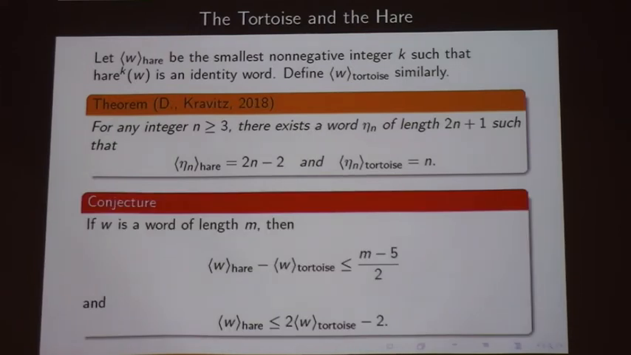And we also have a conjecture, and basically what this conjecture is saying is that this construction that we've given is optimal in the sense that you can't find a shorter word that gives you the same gap between the iteration lengths of hare and tortoise. That's basically what this is saying. It's saying the construction is optimal in the sense that you can't find a shorter word that gives you the same gap between the iteration lengths of hare and tortoise.